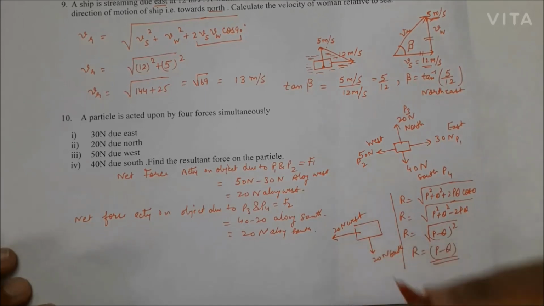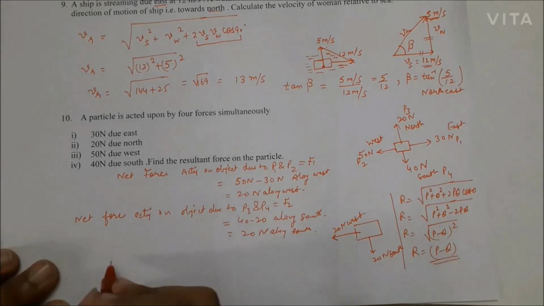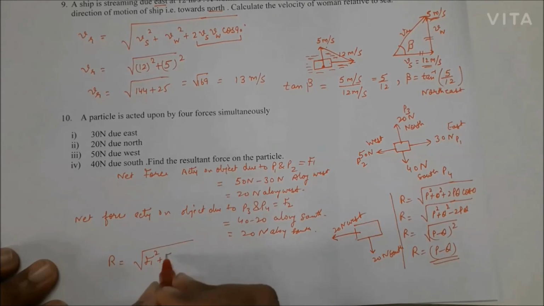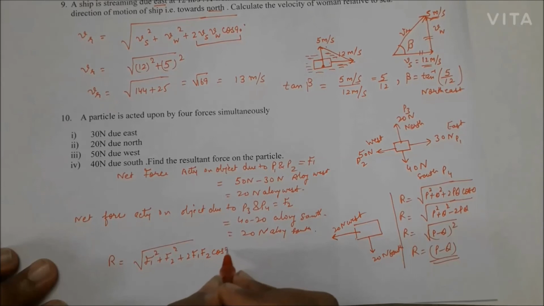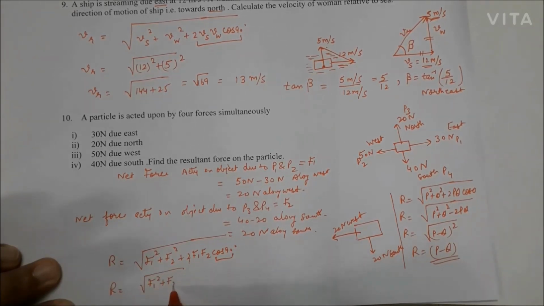Now we have to calculate their resultant. The angle between them is 90 degree. Now the resultant comes out to be R equals square root of F1 square plus F2 square plus 2F1F2 cos 90. Now this cos 90 says I am 0. When 0 multiplies with something, the answer becomes 0. So resultant comes out to be square root of F1 square plus F2 square.